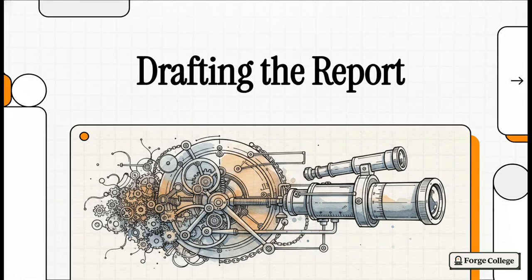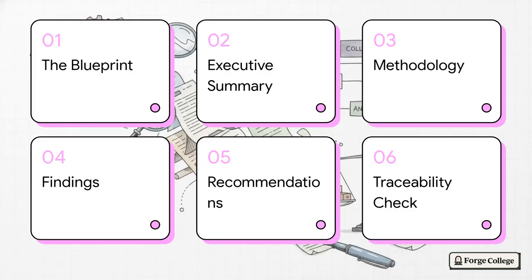We're going to take all that raw data you've gathered and literally engineer it into a highly communicable report draft. Think of it like taking a giant pile of unassembled gears and building a precision instrument. Okay, let's dive right into this. Here is the literal blueprint for what we're assembling today. We'll start with the blueprint of your report, move into crafting the executive summary, map out the methodology, forge those evidence-driven findings, build actionable recommendations, and finally, hit the traceability checkpoint.